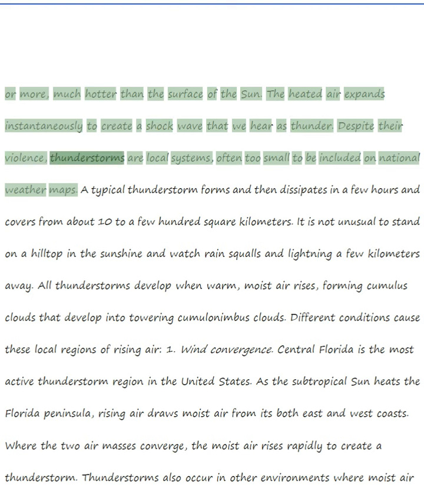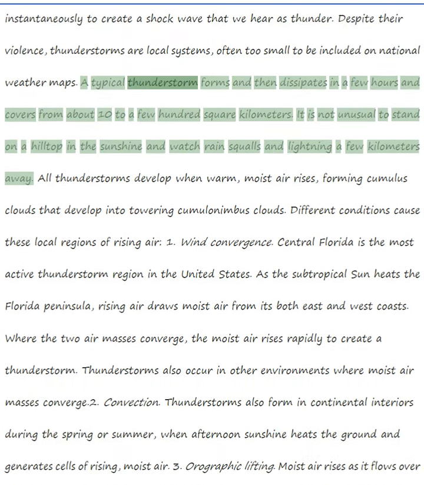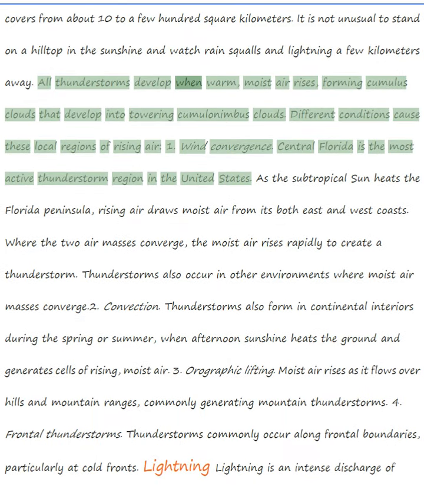Despite their violence, thunderstorms are local systems, often too small to be included on national weather maps. A typical thunderstorm forms and then dissipates in a few hours and covers from about 10 to a few hundred square kilometers. It is not unusual to stand on a hilltop in the sunshine and watch rain squalls and lightning a few kilometers away. All thunderstorms develop when warm, moist air rises, forming cumulus clouds that develop into towering cumulonimbus clouds. Different conditions cause these local regions of rising air.